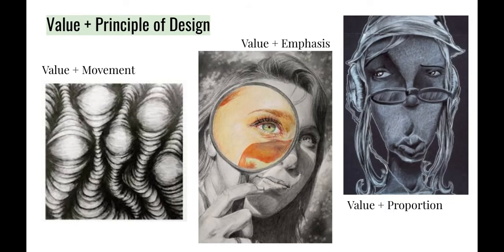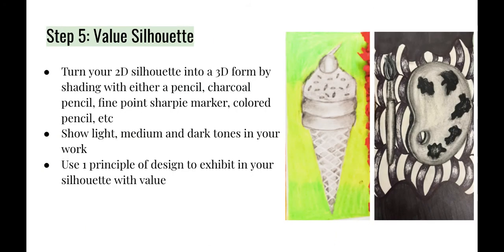You are going to be thinking about how to create value with a principle of design. So you have value and movement, value and emphasis, value and proportion. And now you are going to do that same thing in your artwork. Remember, pick a principle of design that you haven't chosen yet. You're going to turn your 2D silhouette into a 3D form by shading with either a pencil, charcoal pencil, a fine point Sharpie, or a colored pencil. You're going to show medium, light, and dark tones in your work, and you're going to incorporate a principle of design.